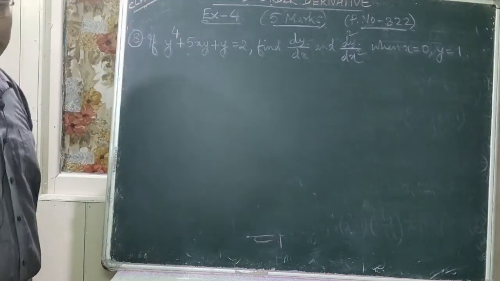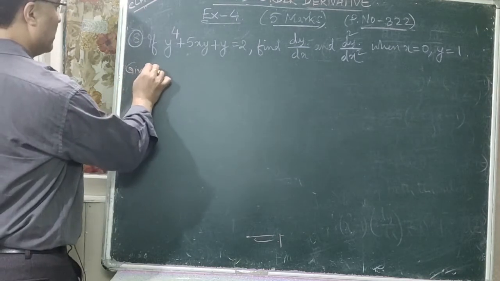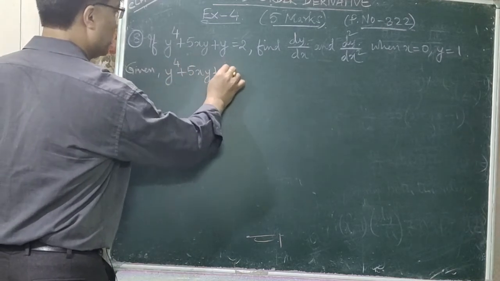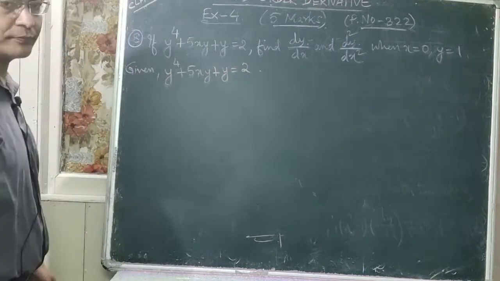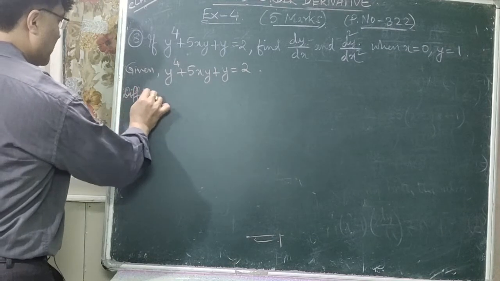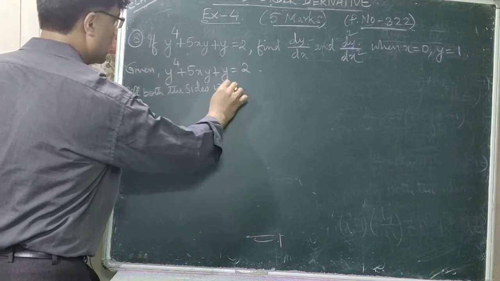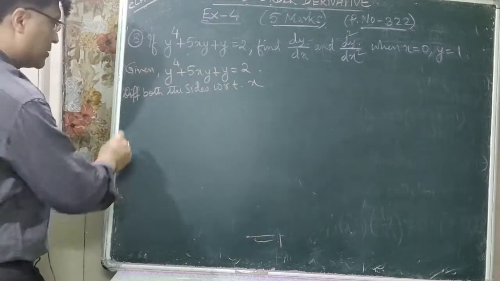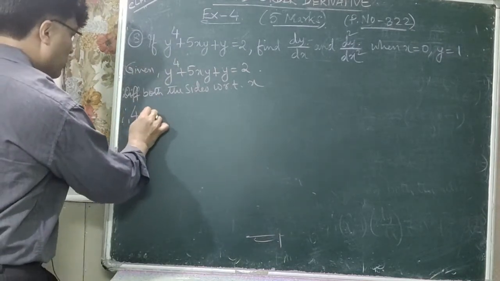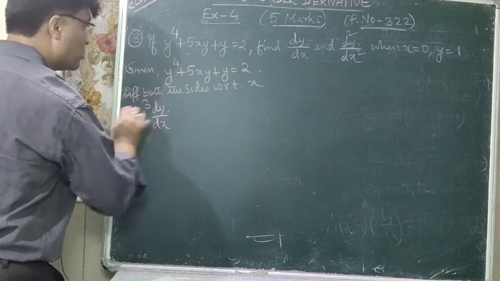So now let us differentiate it with respect to x to get dy by dx first. So here given is y to the power 4 plus 5xy plus y, which is equal to 2. So let us differentiate both the sides with respect to x. So what is the differentiation of y to the power 4 with respect to x? First of all, it is 4y cube, again differentiate y with respect to x, because we are differentiating both the sides with respect to x, right?